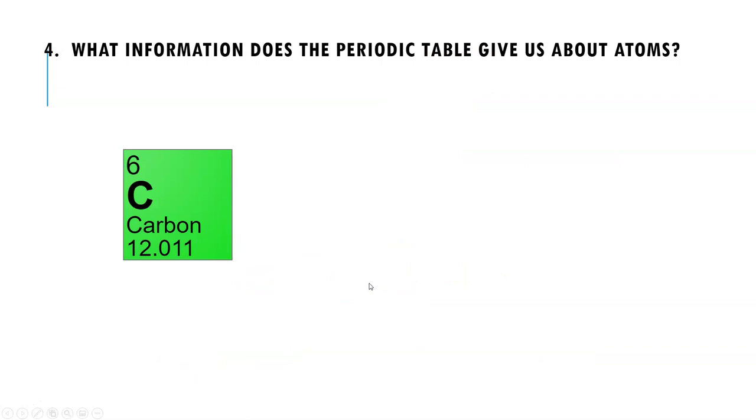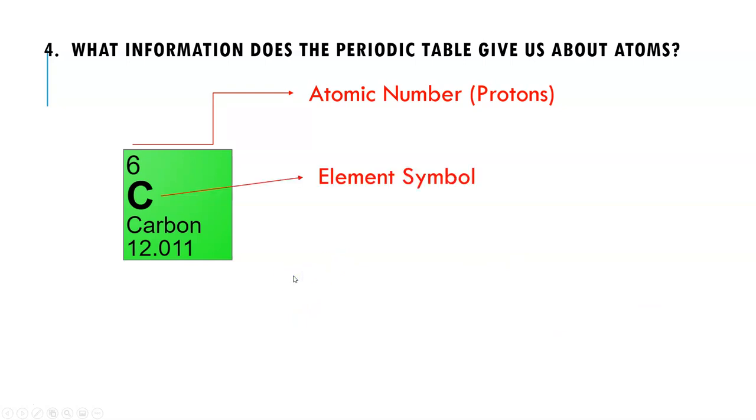Okay, moving right along. So what information does the periodic table give us about atoms? Again, the periodic table will not give us the mass number for any particular isotope because elements have multiple different isotopes. It does give us the atomic number. Of course, that corresponds to the number of protons. We have the element symbol, the element name, and this mass down here.